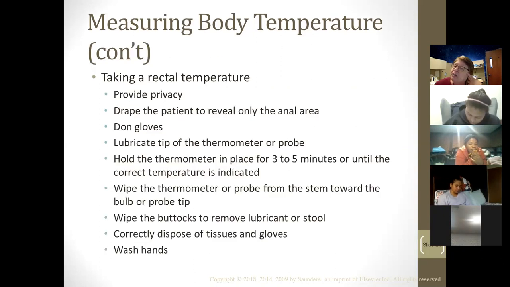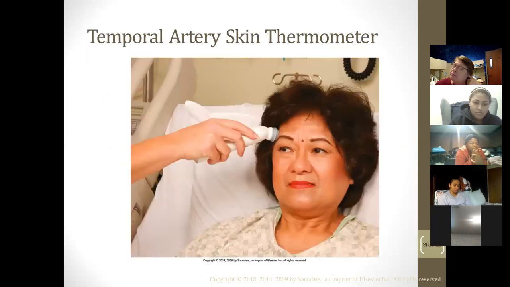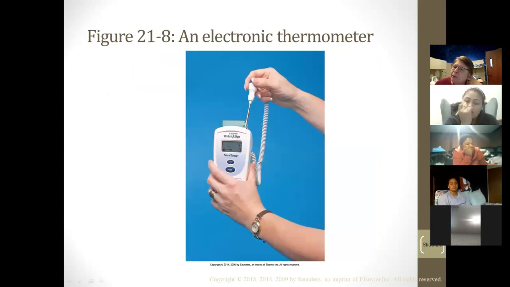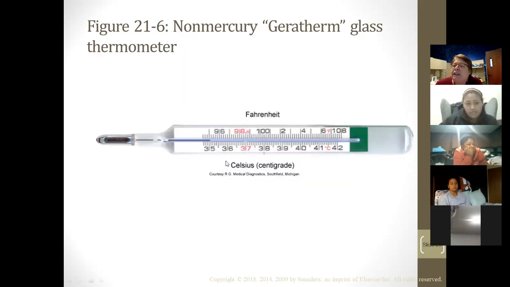If you're taking a rectal temperature, we're going to go through this in lab, so I'm not going to worry about it. Here's your temporal arterial skin temperature. This is the one that goes across the forehead. That's an oral temperature. See where they're putting the probe cover here? You're all familiar with the electronic thermometers. And this is an old-fashioned one. It does not have mercury in it anymore. It has galinstan in it.